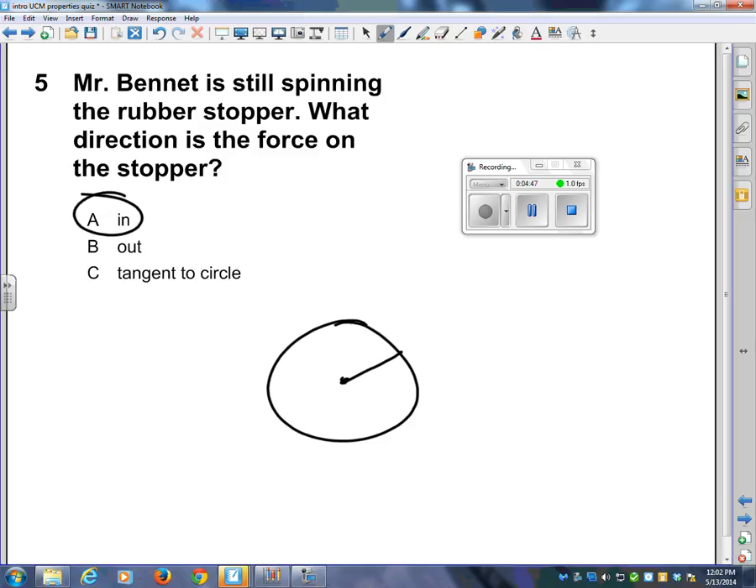Which way is the force? The force is in, pulling it into a circle. Crap. I did not see that one coming. Yeah, common misconception that the force is out. Not true. The force is in.